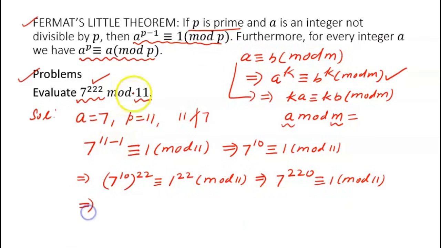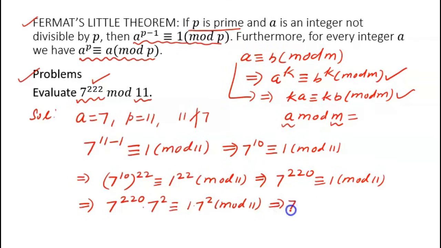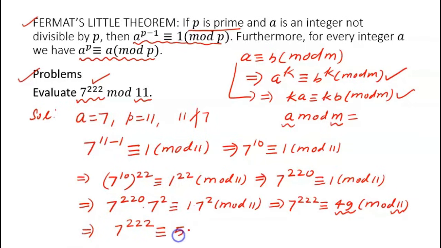And now I want 7 to the power 222. So using this result here, what can we do? We can multiply both sides by 7 squared. So 7 to the power 220 times 7 squared is congruent to 1 times 7 squared modulo 11, which can be written as 7 to the power 222 is congruent to, and 7 squared is 49, modulo 11. Now I know that if I am working with modulo 11, this integer 49 can be reduced, and it can be written as: 7 to the power 222 is congruent to 5 modulo 11.